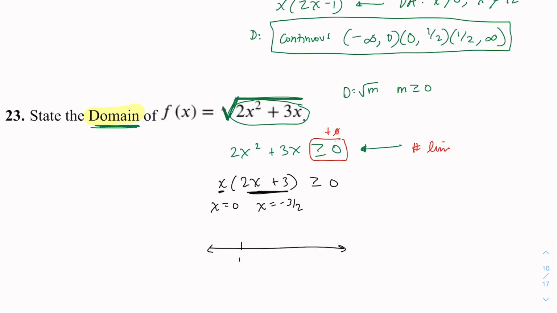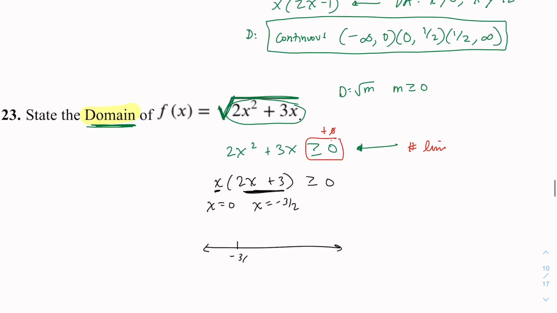Sticking those onto our number line. Whoops, that's the wrong order. That's 0, that's -3/2. And then starting on the right side, we're positive in front. All of my degrees are odd, so I'm going to flip, flip. Now, I want to shade where I'm equal to 0, because that's allowed under the square root. And I also want to shade the positive numbers because it says greater than 0. So I'll be shading these outer extremities.